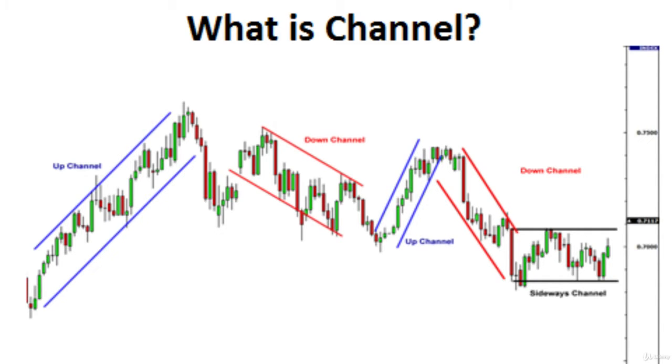We understand the channel in simple form with the help of an example. As the sample chart shows on your screen, you easily see that with the help of lines we connect and create channels. In the first part of the chart, the two parallel blue lines which connect the bottoms and tops simultaneously create an uptrend or up channel.